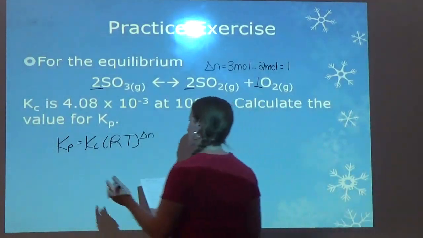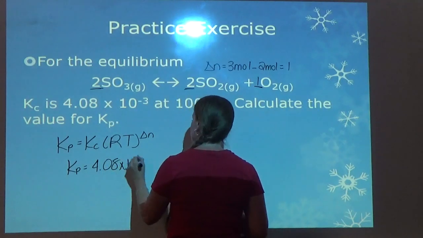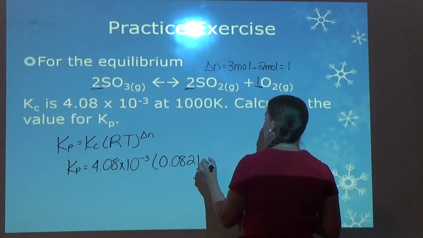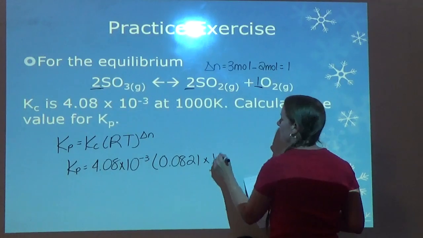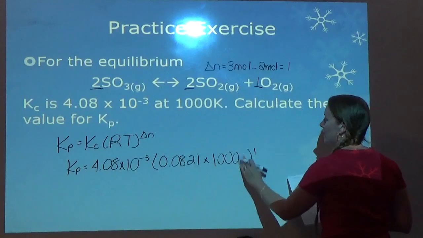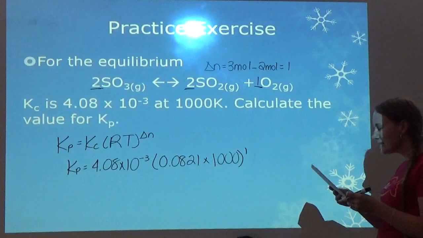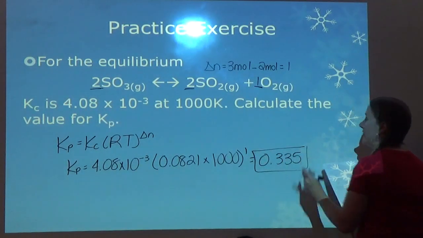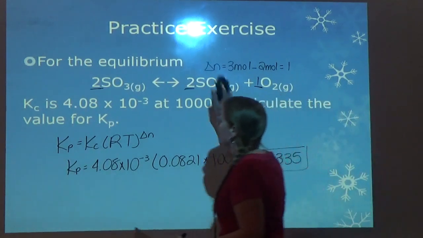Then I just plug in. Kp is Kc, which is 4.08 times 10 to the -3, times my R, which is 0.0821. I'm just going to leave off units this time, because like I said, they all go away anyway. Times my temperature, which is 1,000 Kelvin, raised to 1. Look, I said I was leaving off units, and then I immediately wrote them. I like writing units. Once I solved for all of that, I ended up getting 0.335. And again, no units for K values. Hopefully you got that one right.